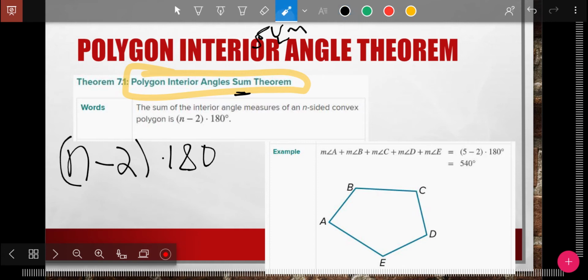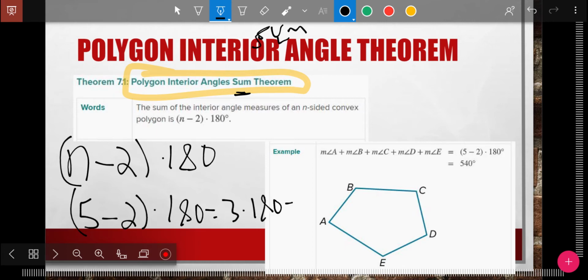So if I was to add up all of the angles, I would get the total from this equation. In this instance, it's 5 minus 2 because the shape here on the right has 5 sides, times 180, which is 3 times 180, which is 540. Again, if I'm going too fast, please pause, take notes, write these things down.